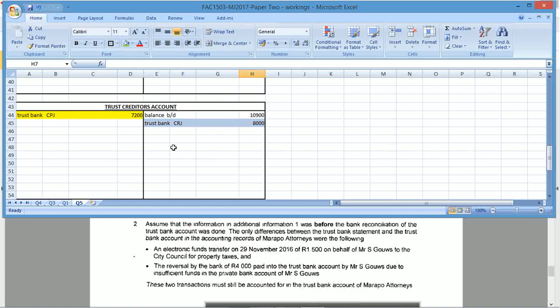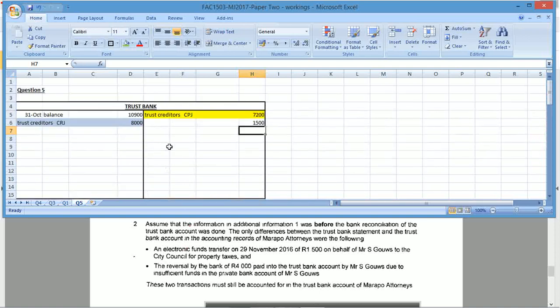Trust creditors. You're paying city council property taxes. Trust creditors means you're owing them. Are you taking money from them? Yes, you are, but you take it from the trust account. That means they owe you less. That would be right. Okay.